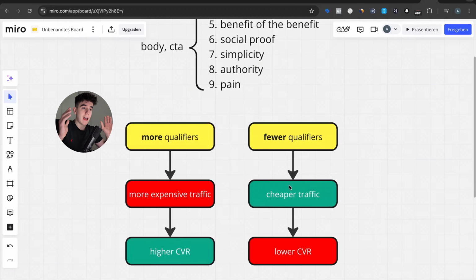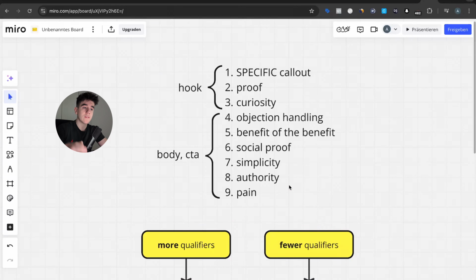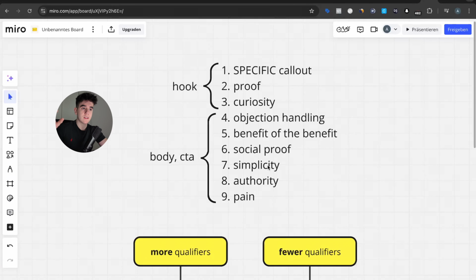And on your ads, you should look at the ROAS. You should look at the cost per acquisition. However, how you get there might vary a lot. There are a lot of different ways that you can get your customers. And so these here are qualifiers that you can look at like a checklist. The more of these you include, the more expensive your traffic will get, but the higher your conversion rate on your ads will be. All right, so let's actually break them down.